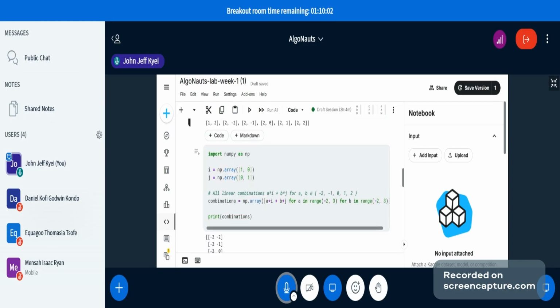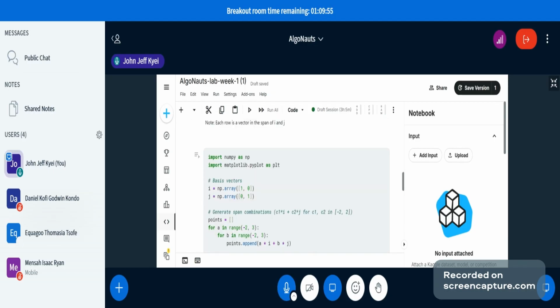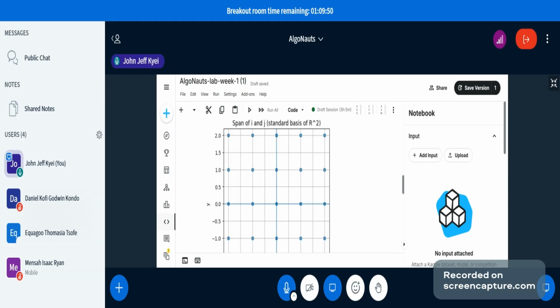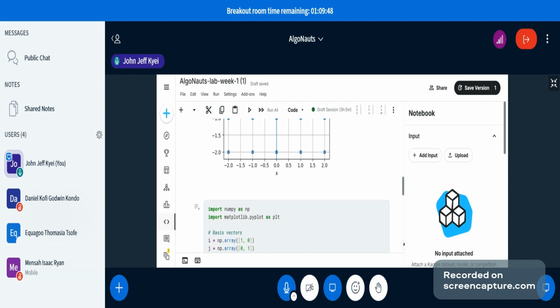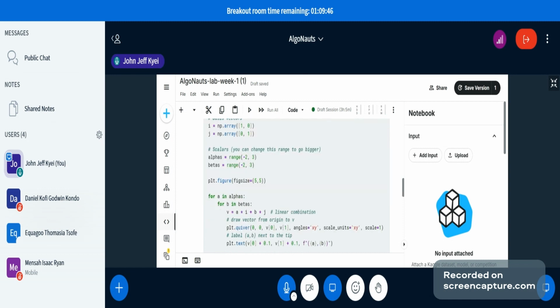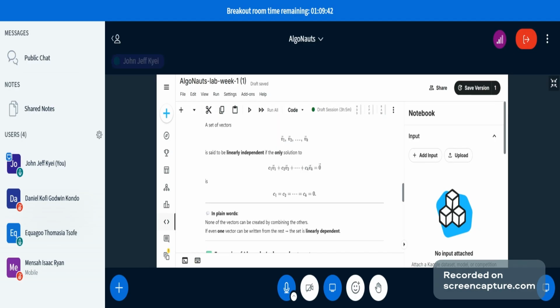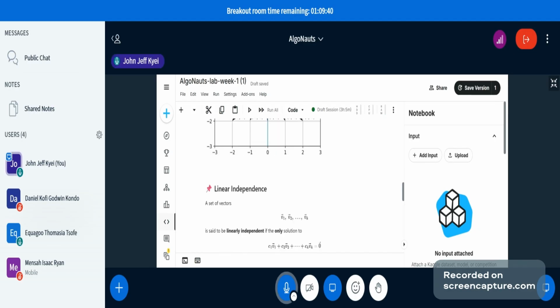Do the same thing for NumPy as well. Set a range, do the multiplication. It's almost the same thing, right? And then you can get the span of these vectors. Any questions so far? Any question? We will finish this soon and go to this week's one.